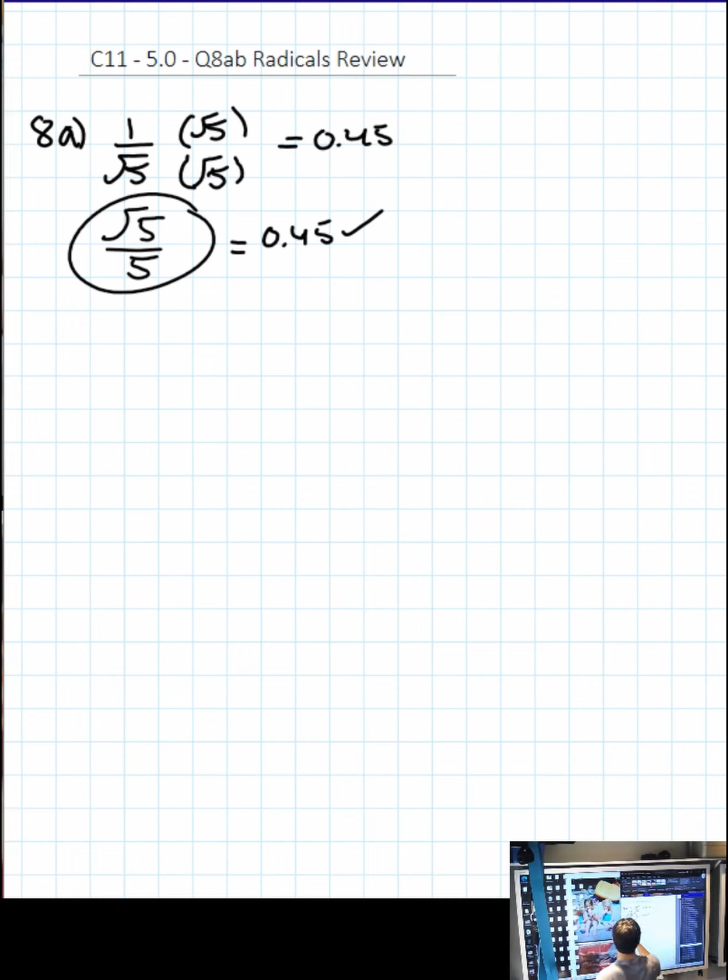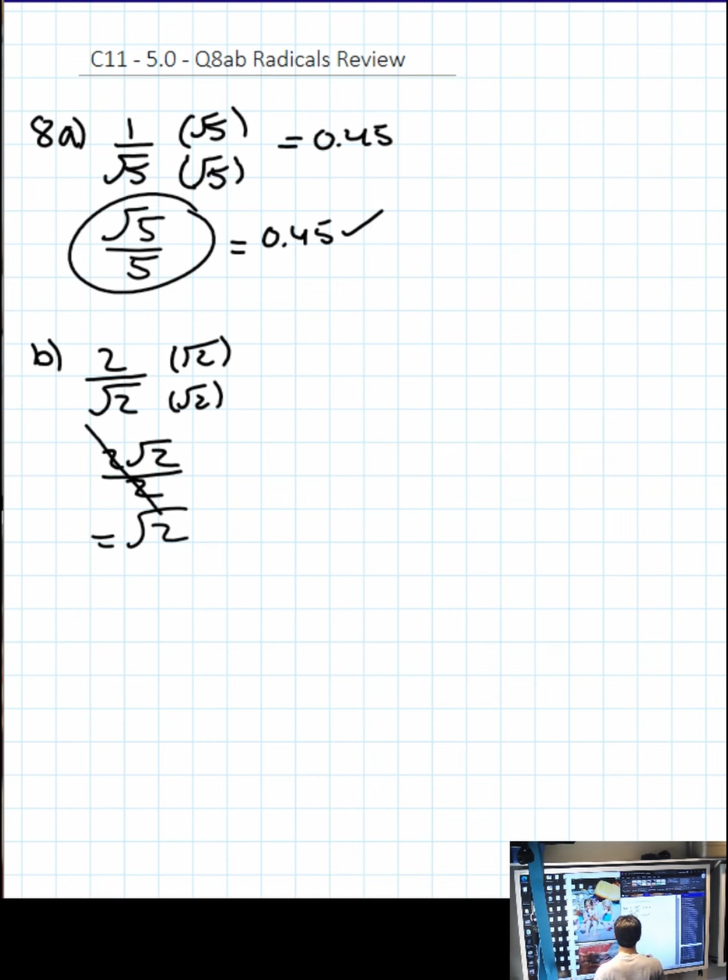Okay, we have 8b. We have 2 over root 2. Again, we're going to rationalize the denominator by multiplying the top and bottom by the root in the denominator. And we're going to be left with, on the top, 2 root 2 over root 2 times root 2 is simply 2. Now we have a 2 on the top and the bottom. We can cancel, and we can just say equals root 2 and circle our answer. Again, feel free to check your answer on the calculator by typing it in, but I will let you do that on your own.